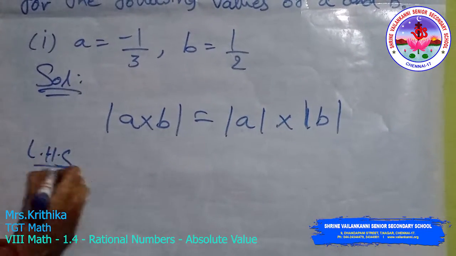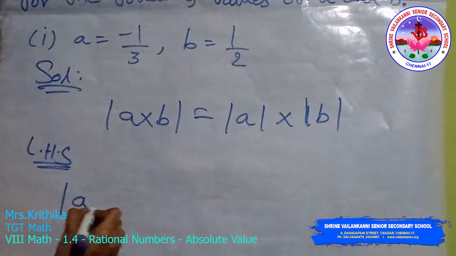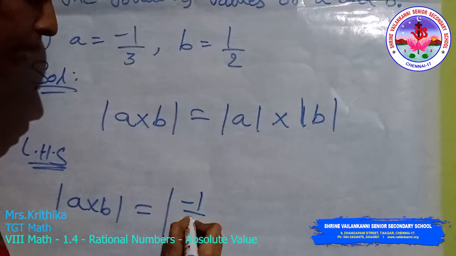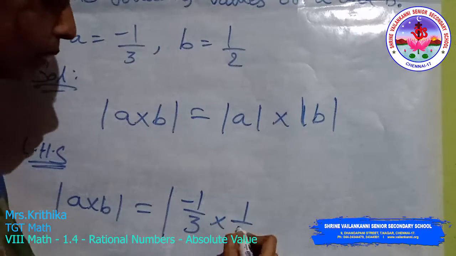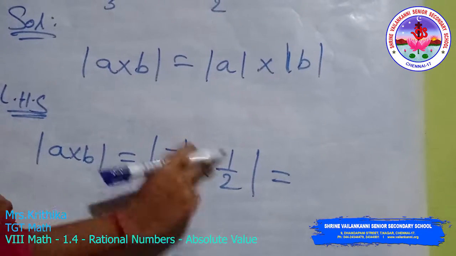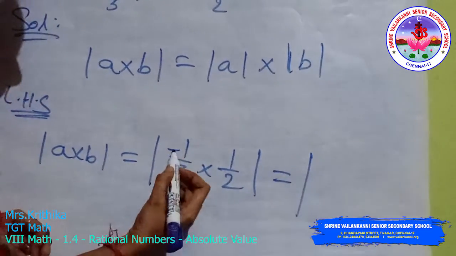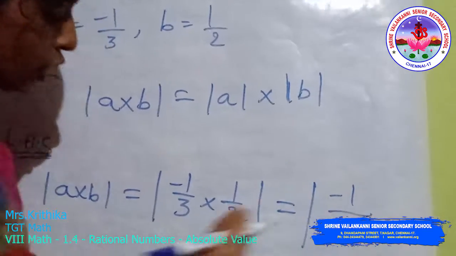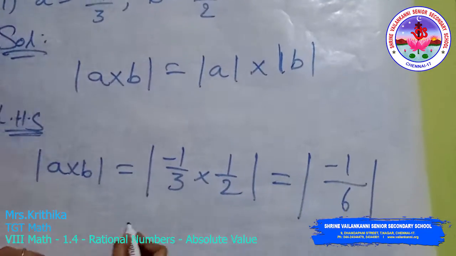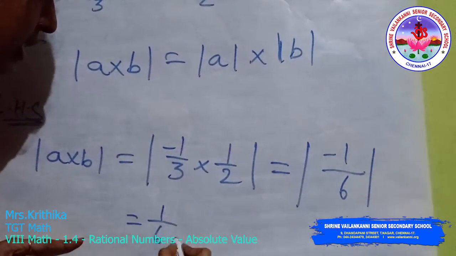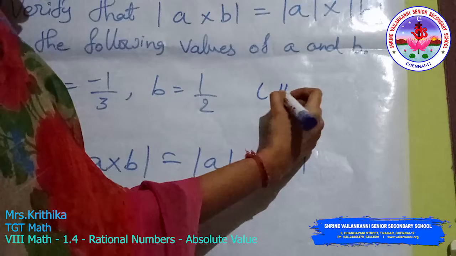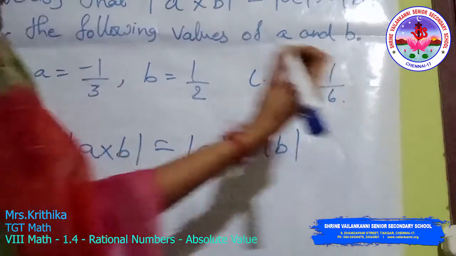LHS: modulus of a into b is equal to modulus of a value minus 1 by 3 into b value 1 by 2, multiplying numerator and denominator. Minus 1 into 1 is minus 1, 3 into 2 is 6. Modulus of minus 1 by 6 is equal to 1 by 6, is the answer. LHS is equal to 1 by 6.